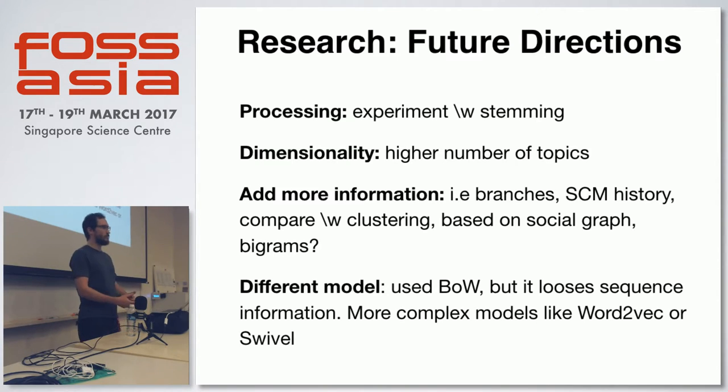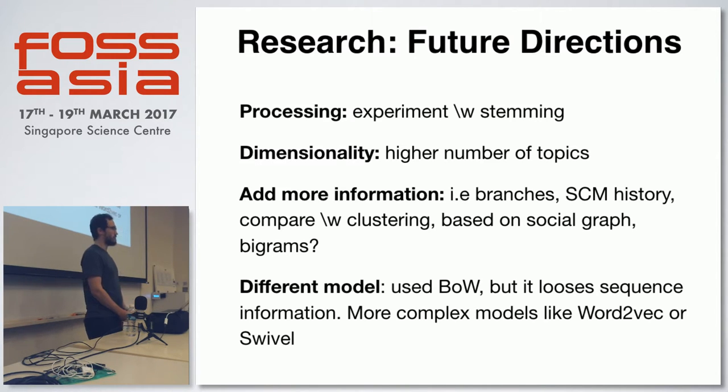But something we found even more fruitful was trying different models. Bag-of-words, as you may know, is a very simplistic model. It loses information about sequences, for example. If you have foo and bar, it's exactly the same as bar and foo. And more modern natural language processing tools like Word2Vec, or a parallel implementation of that one, that's something that is going on right now, and hopefully we can publish results on that as well.